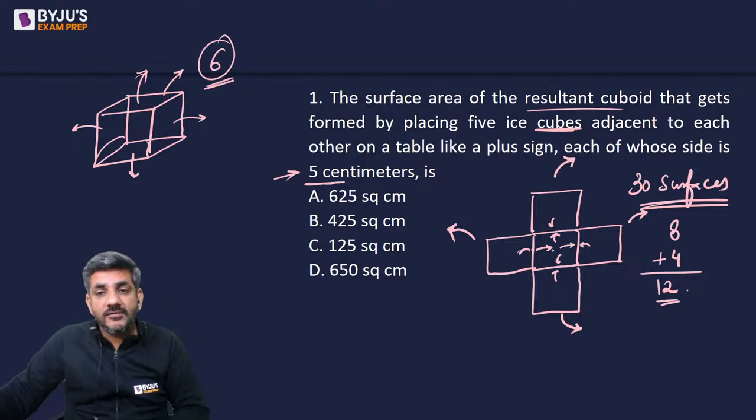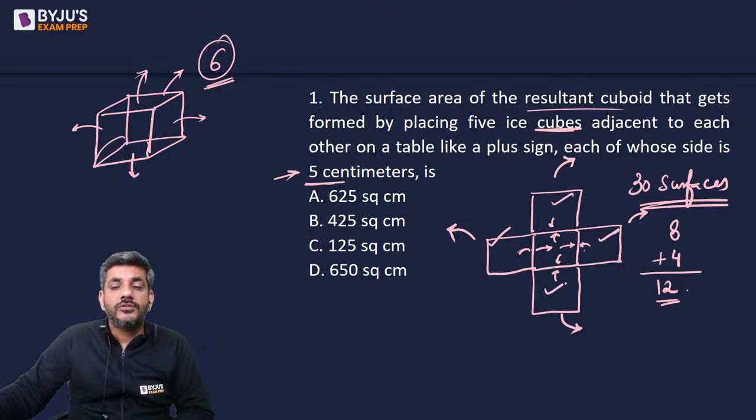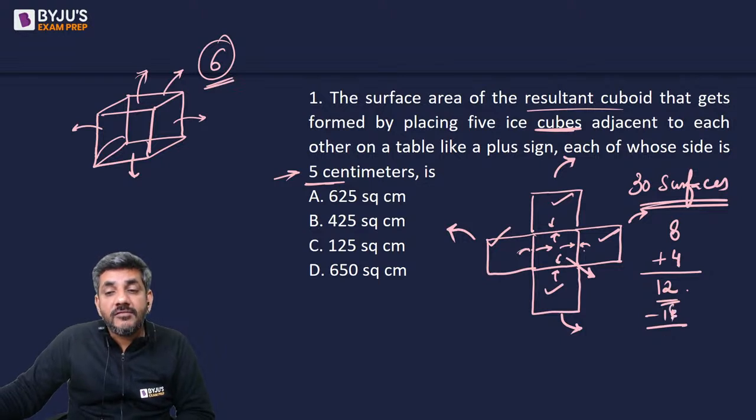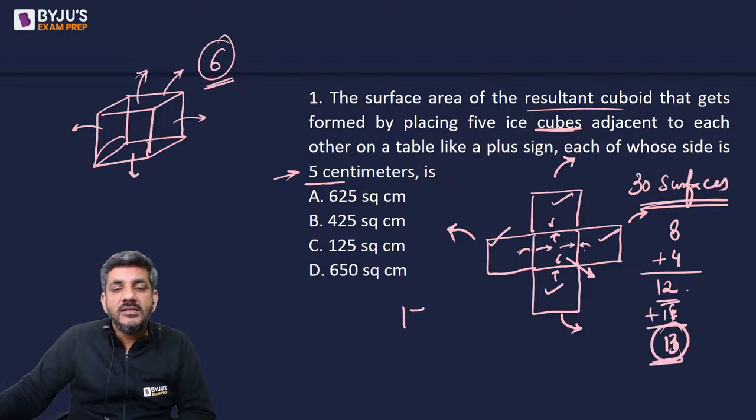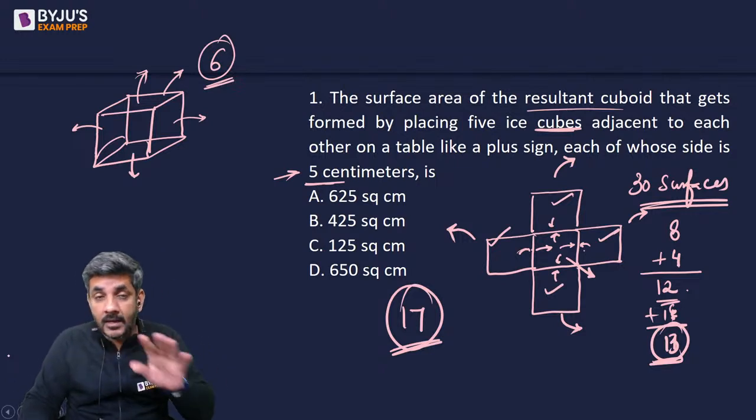Out of these 30 surfaces, 8 surfaces are here, 8 surfaces are here, 8 surfaces are here, 8 surfaces are here, right? Plus the surface below this cube, below this cube, below this cube, and below this cube, 4 of them are also missing. Rather, I forgot one more. The surface below this one, even that is not visible. So ultimately, how many surfaces are visible to us? So I have only, sorry, 12 plus 1, 13 surfaces are not visible. 30 minus 13, 17 surfaces are visible to us. I hope you got it.